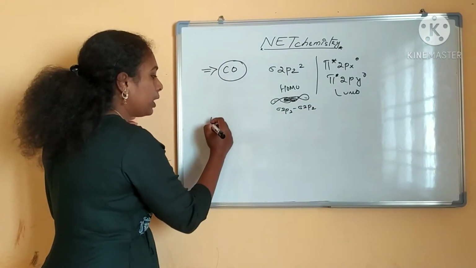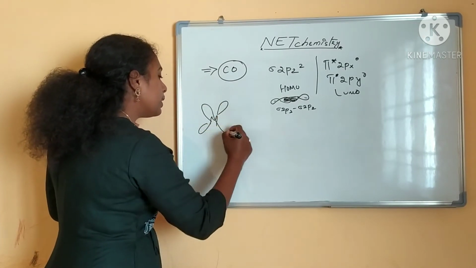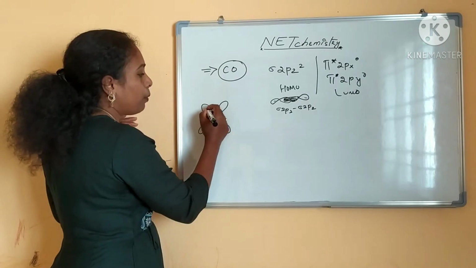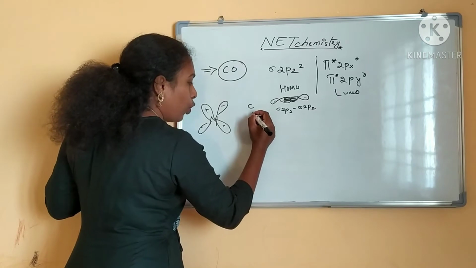So what will happen if it is bonded to a metal orbital? Metal orbital means d orbital, right? This is a double dumbbell shape, positive and negative, and this carbon of CO, right?